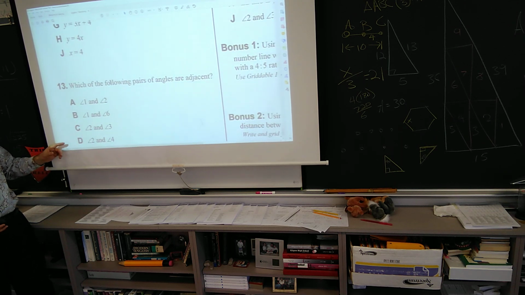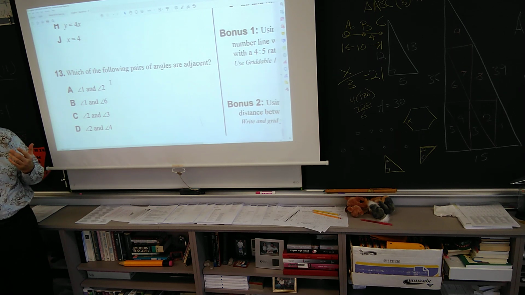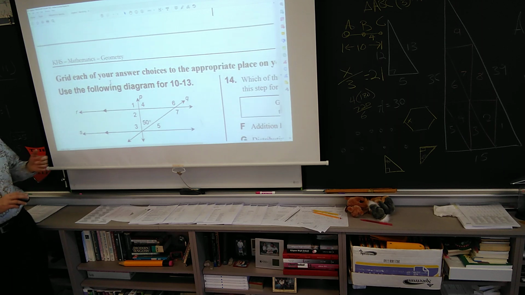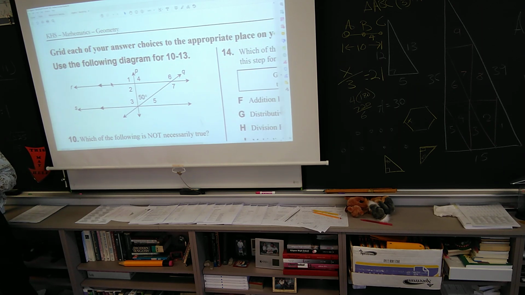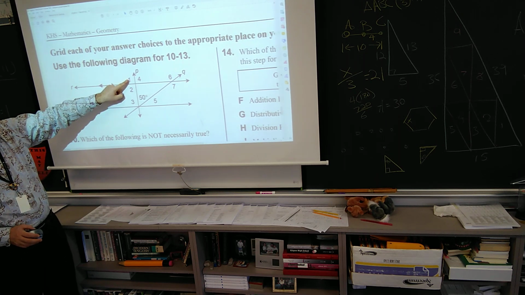Okay. Last one. Which of the following pairs of angles are adjacent? What does it mean to be adjacent? Adjacent, they need to be next to each other. They need to share a vertex and share a ray. So those are adjacent. Those are adjacent.